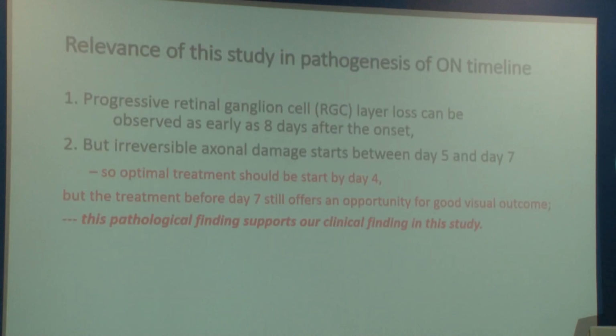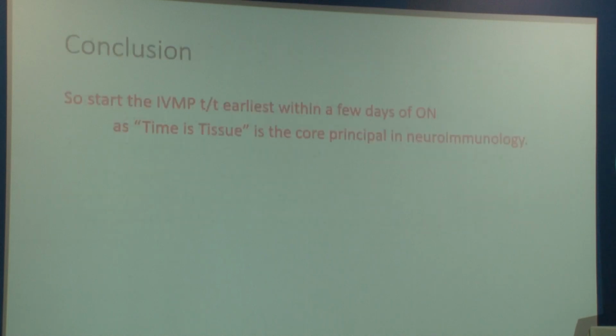If we go for the relevance of this study, in the pathogenesis timeline of optic neuritis, progressive retinal ganglion cell layer loss can be observed as early as 8 days after the onset, but irreversible axonal loss starts within 5 days or 7 days. So optimal treatment should be started by 4 days, but treatment before day 7 still offers an opportunity for a good visual outcome. This pathological finding supports the clinical finding of this study.